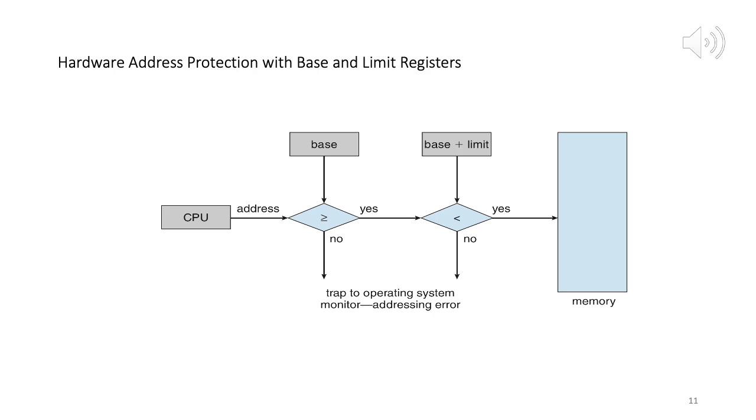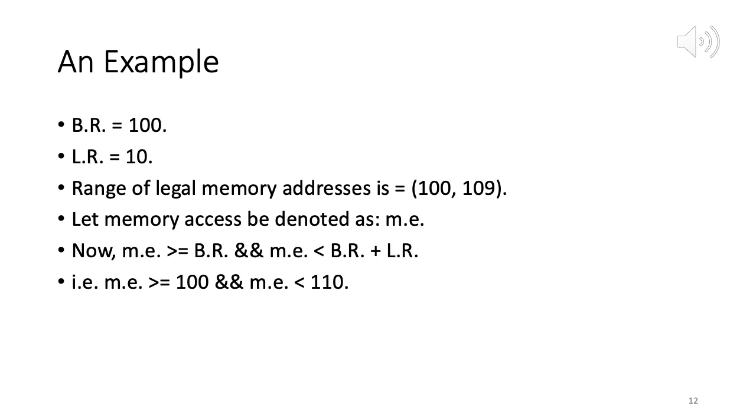So using this base and limit register, we can easily ensure that we have protection. Whenever a process is executing and we are accessing memory addresses inside that process address space, we have to ensure that we don't go out of bounds. So this will ensure that. Okay, I hope it's clear.